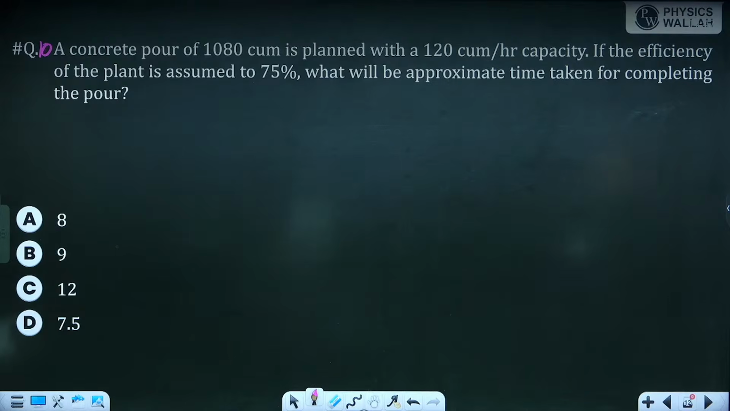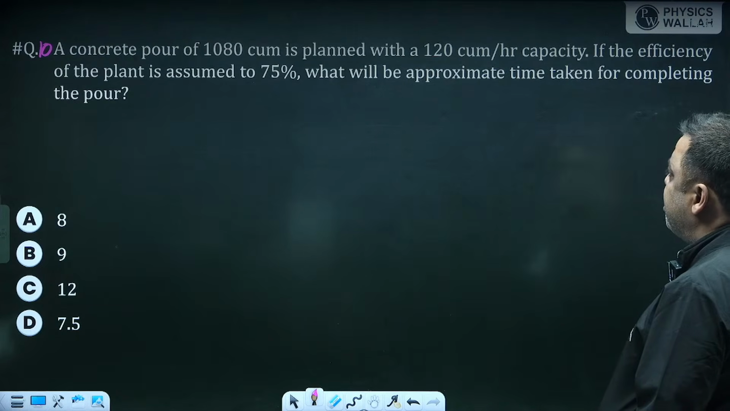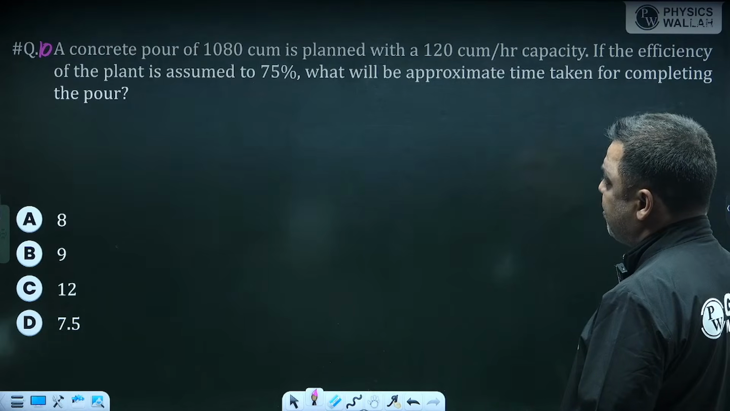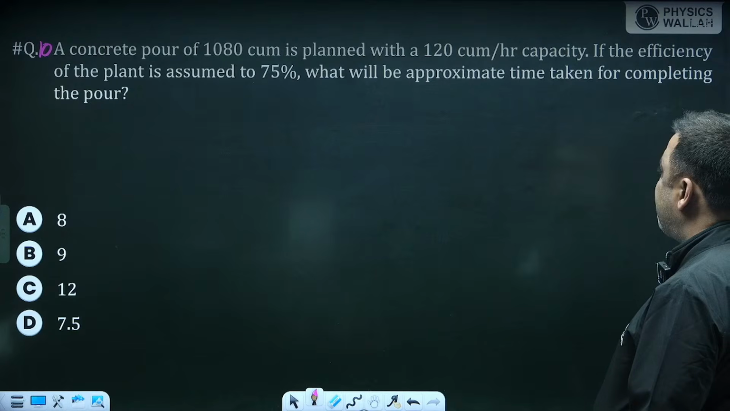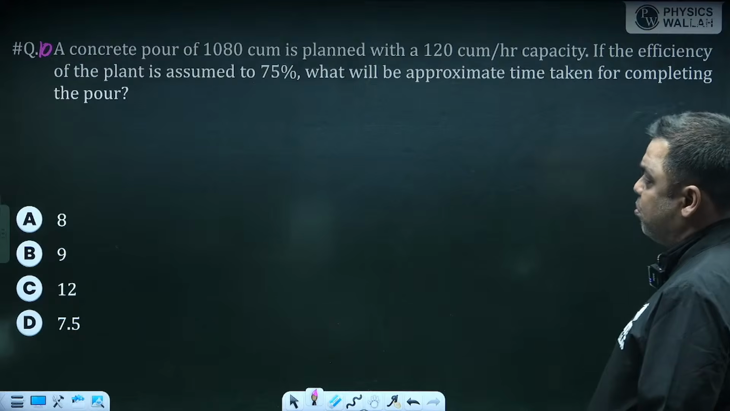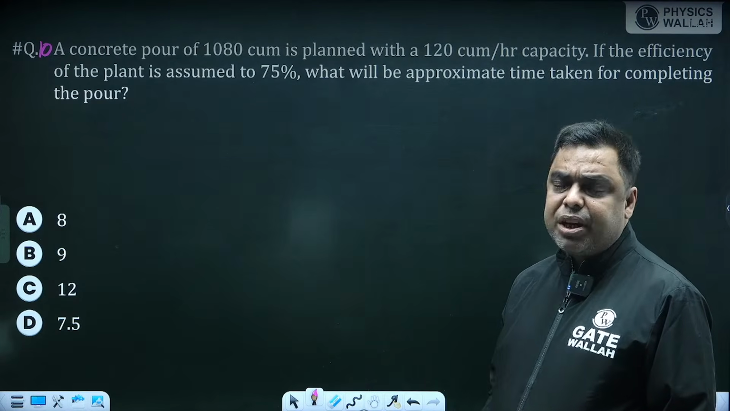A concrete pour of 1080 cubic meter is planned with a 120 m³ per hour capacity. If the efficiency of the plant is assumed to be 75%, what would be the approximate time taken for completing the pour? Easy question. Piece of cake.